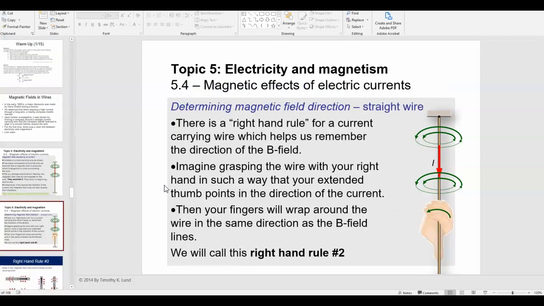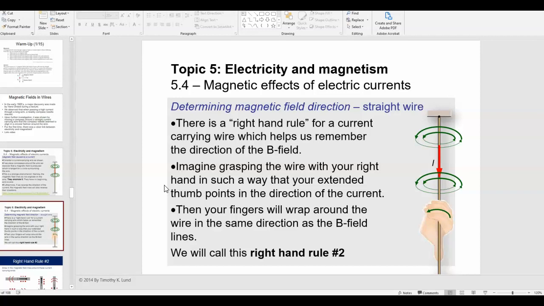Now there is a right-hand rule, which we will call right-hand rule number 2, to indicate the direction of the magnetic field along a long, straight, current-carrying wire. So right-hand rule number 1 deals with magnetic force. Right-hand rule number 2 deals with magnetic field. The way this works is very simple, and you can see it done in this picture.